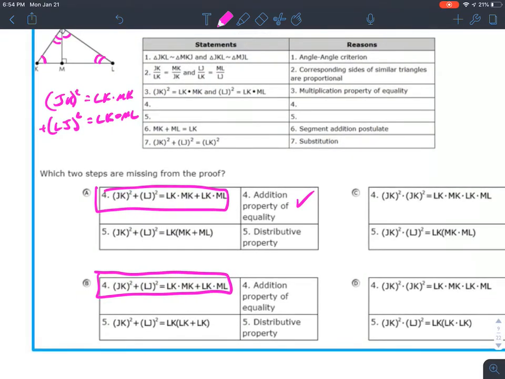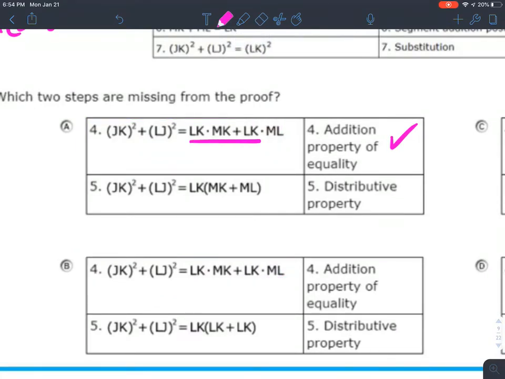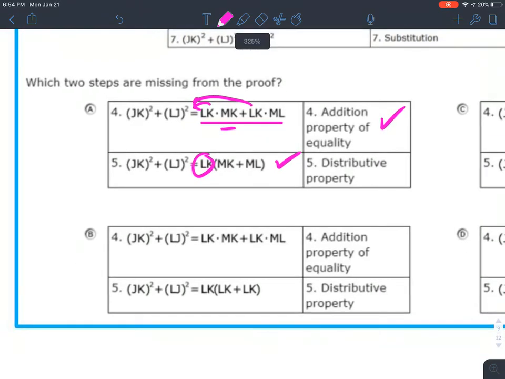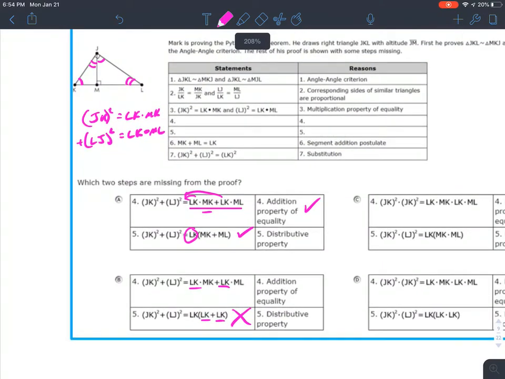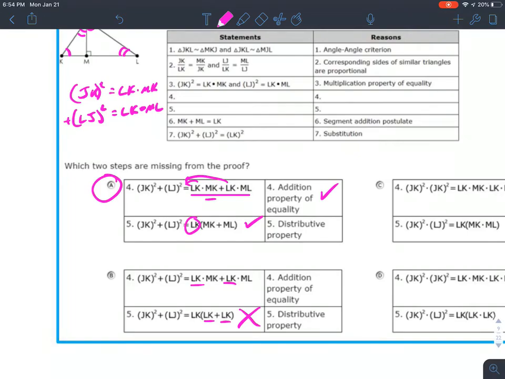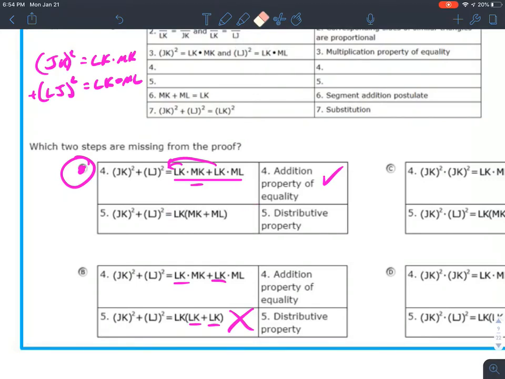The next statement after that is the distributive property. In other words, factor out the greatest common factor. What's the GCF of this? It is LK. If you factor that out to the front, you're left with MK plus ML. So this makes sense to me. This one here, if you factor out LK, you shouldn't be left with LK plus LK. This is just a ridiculous statement. So let's assume that this is the answer, A, and let's see if the rest of the proof would follow from that. If it does, let's not even examine these multiplication ones on the right.